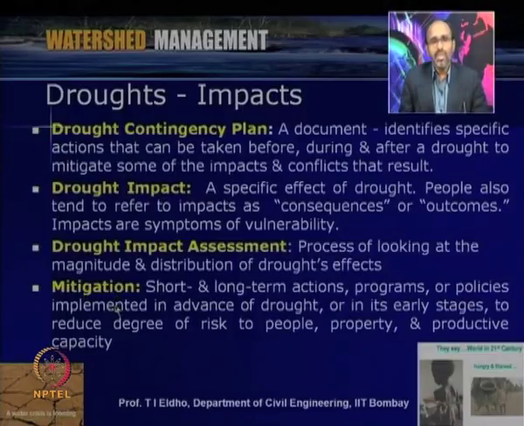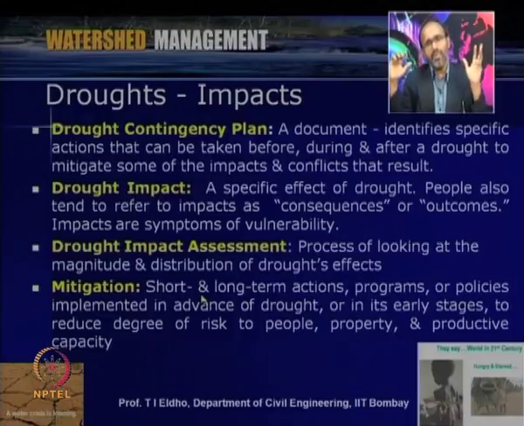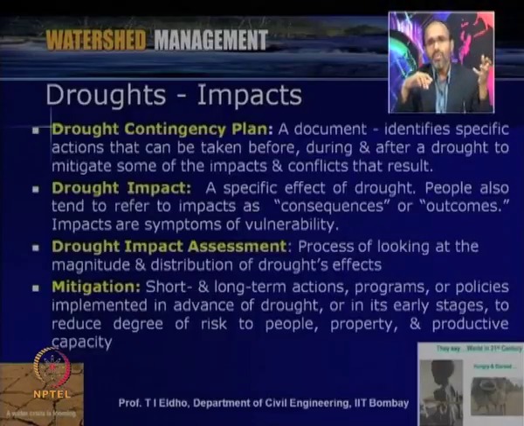And then the next question is what are the mitigation plans. So, when we look into drought mitigation, we can have short and long term actions, programs or policies that can be implemented in advance of drought or in its early stages to reduce the degree of risk to people, property and productive capacity. So, with various climatic conditions, we can predict in advance whether the possibility of drought is there, or even some areas are always drought prone areas, and for those kinds of areas we can take earlier measures to combat these kinds of droughts.